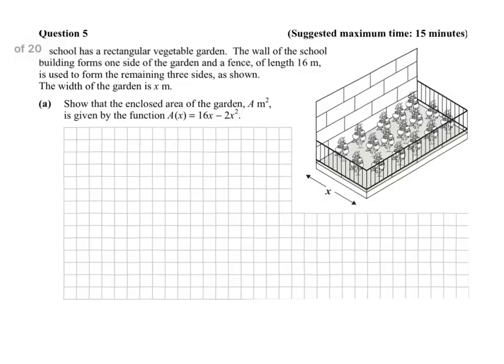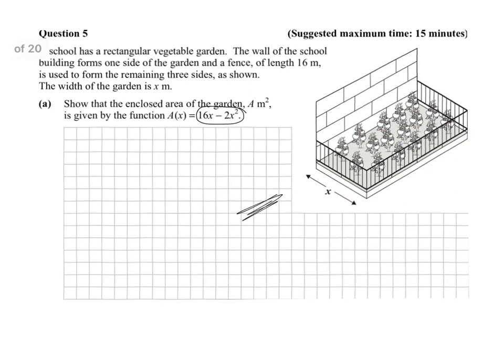Okay, a school has a rectangular vegetable garden. The wall of the school building forms one side of the garden and a fence of length 16 metres is used to form the remaining 3 sides as shown. The width of the garden is x. Okay, so we're talking about a fence going the whole way around here. And we're saying that the enclosed bit of the garden is the area. We want to show that the area is equal to 16x minus 2x squared.